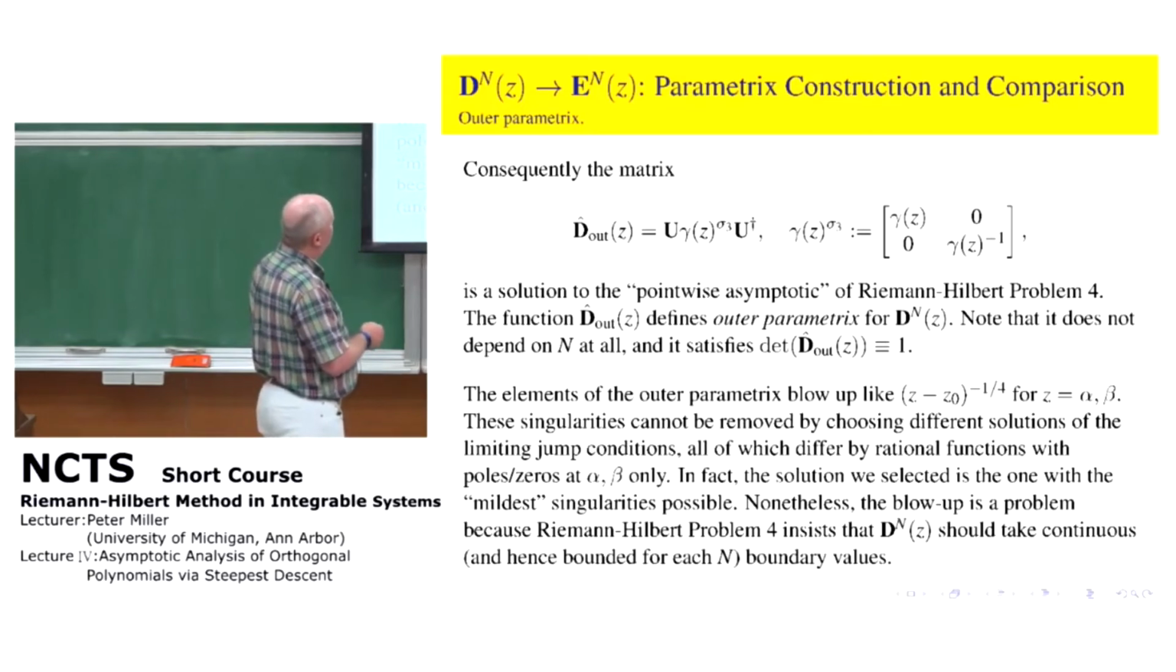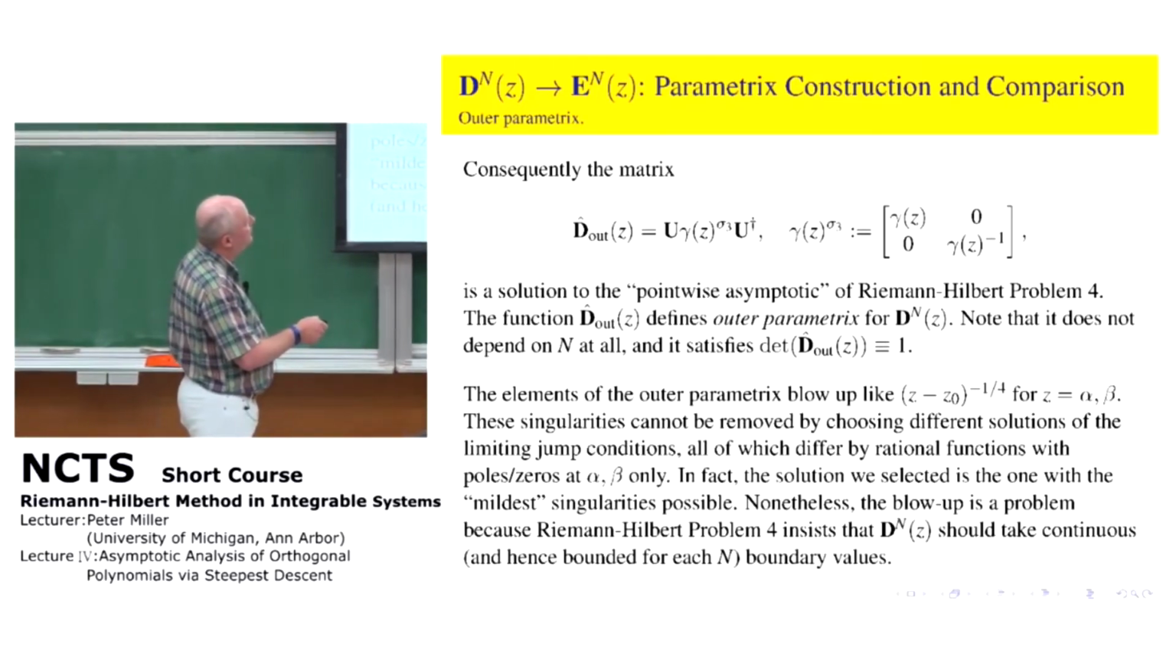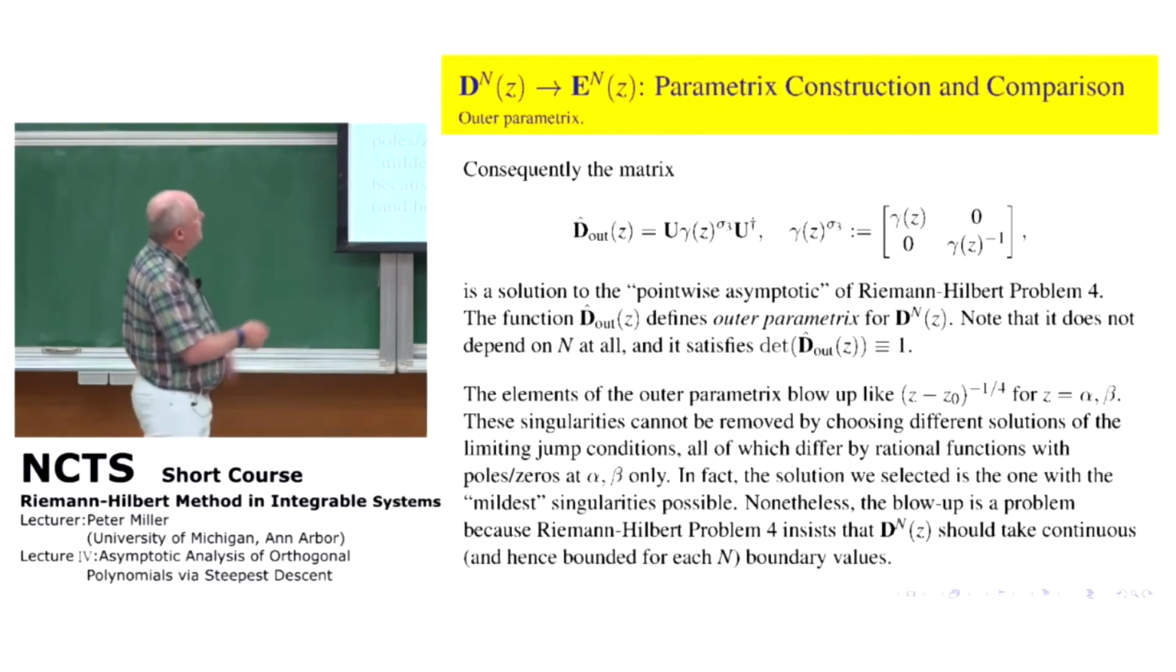Anyway, so the elements of this outer parametrix, you could see from here, remembering that this gamma has got the 1/4 root on it, right? That means that the elements of this matrix are going to blow up like 1/4 powers. This should say z naught is alpha beta. So they blow up like -1/4 powers. All the elements of this matrix do.